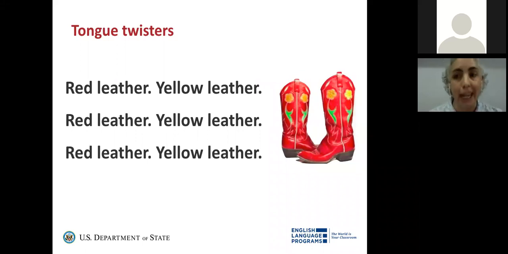Red leather, yellow leather, red leather, yellow leather, red leather, yellow leather. And then try it again a little bit faster. Red leather, yellow leather, red leather, yellow. Okay. What sounds do you think we're practicing with this tongue twister? Which 2 similar sounds do you think we're practicing?